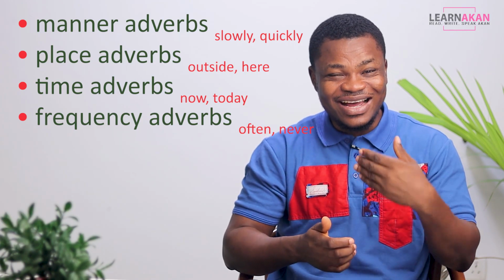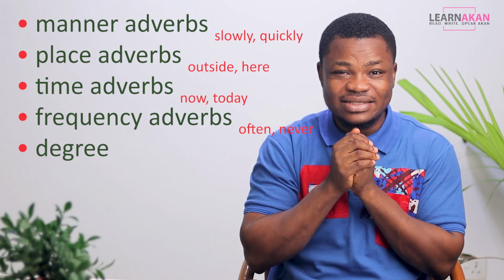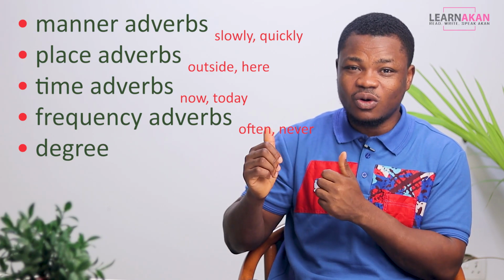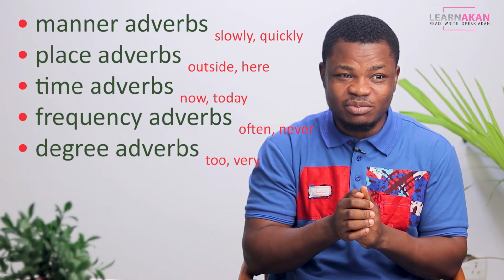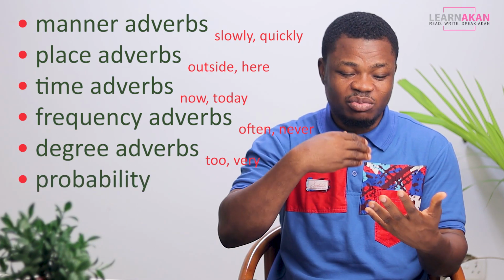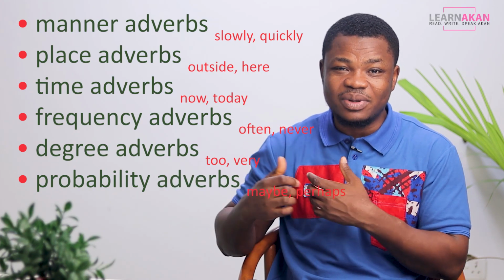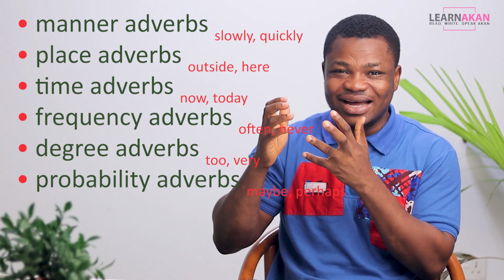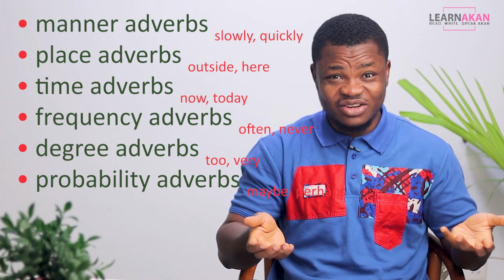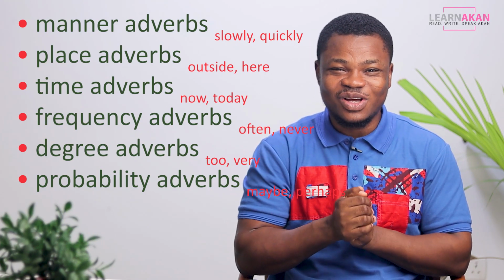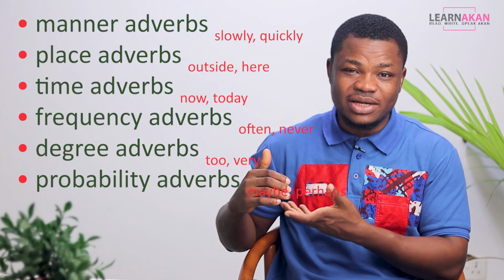And then again, we have the adverbs that provide us with information regarding the degree at which something is done or something happens. We call those the degree adverbs. And finally, the adverbs that provide us with information regarding the probability of something happening or something being done, we call the probability adverbs. So broadly, these are the types of adverbs that we have, and this is just the introduction. In our subsequent lessons, we are going to be looking at examples of TWI adverbs under each of the types listed here.